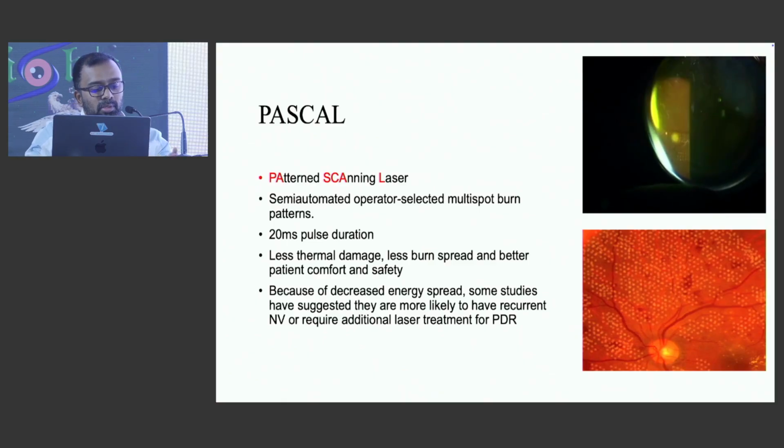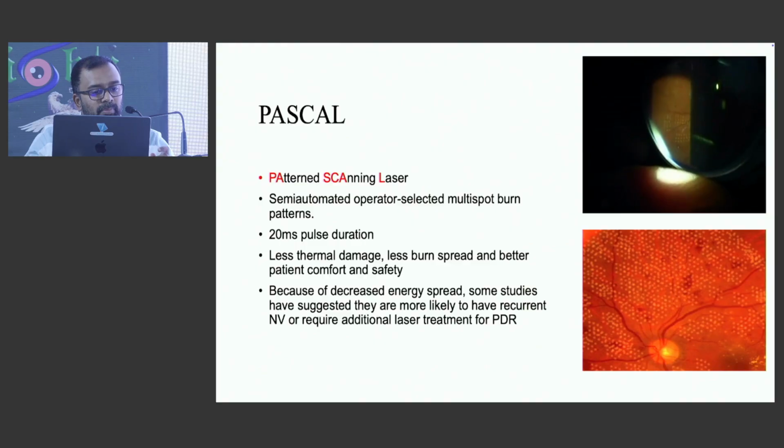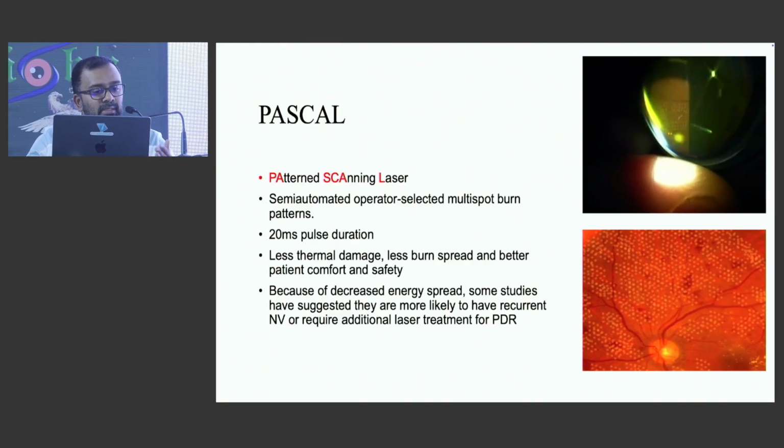So there's another new machine, relatively new, called Pascal. This is a pattern scanning laser. It's a semi-automated multi-spot burn pattern with a 20 millisecond duration. It has less thermal damage, less burn speed, and it has better patient comfort and safety. But some studies have suggested they're more likely to have a recurrent neovascularization or require additional PRP for PDR.